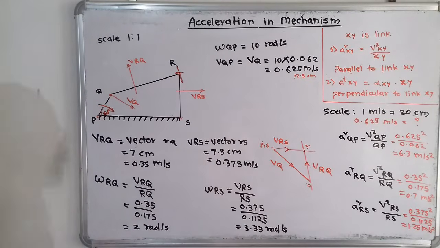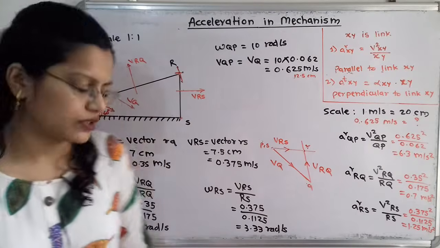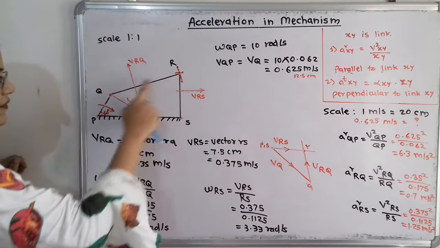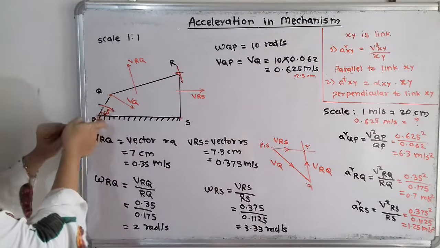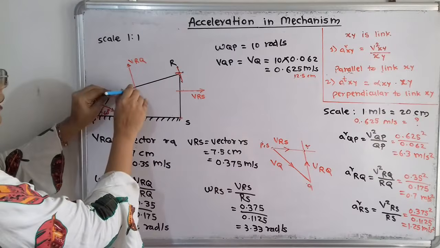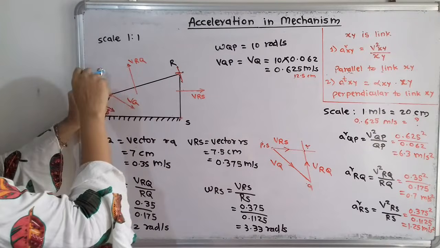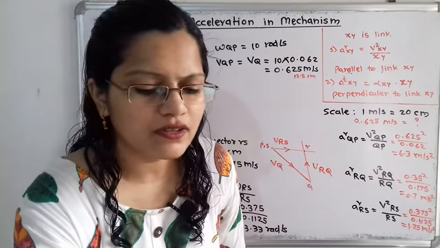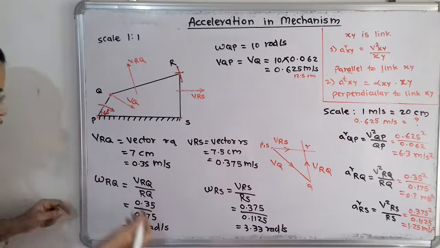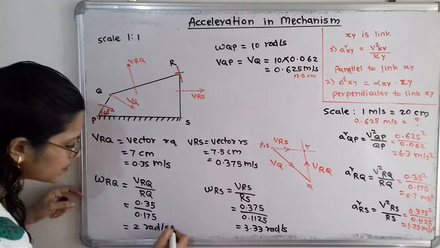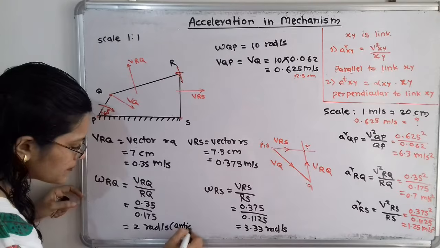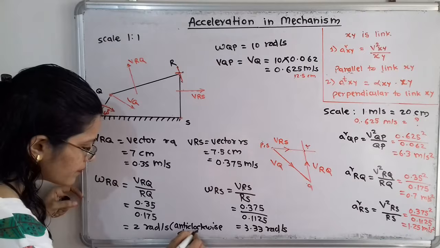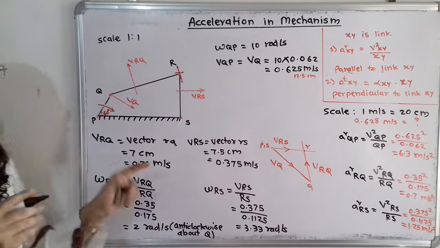Now we have to decide in which direction there is the rotation. If we observe omega RQ, meaning angular velocity of R with respect to Q, suppose we take Q as a center and move the compass in the direction of this velocity. So here this is the anti-clockwise direction. So I have to write that the rotation is anti-clockwise about Q. So I have to write the answer: 2 rad per second anti-clockwise about Q. Now we will move to the next.